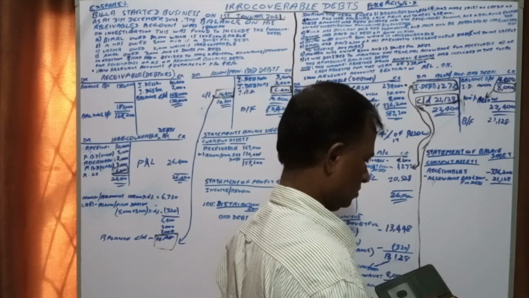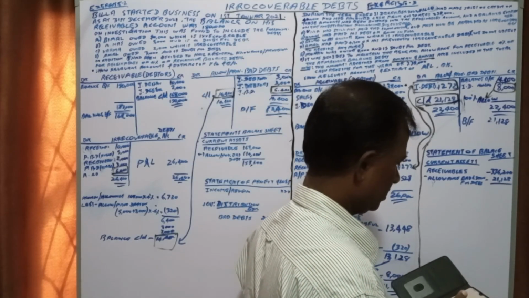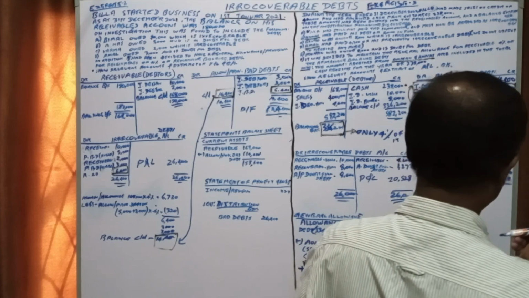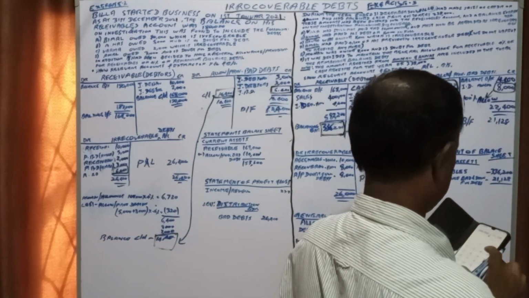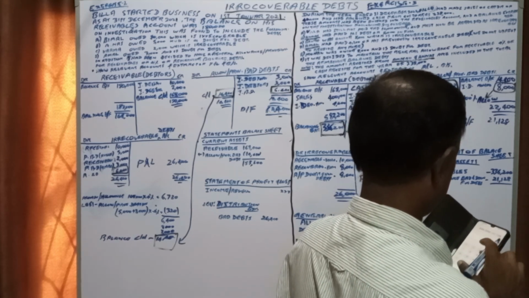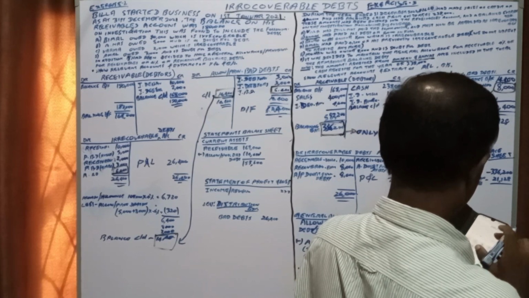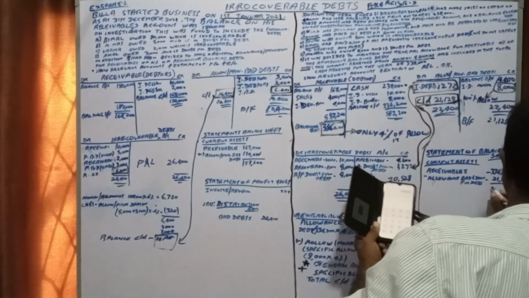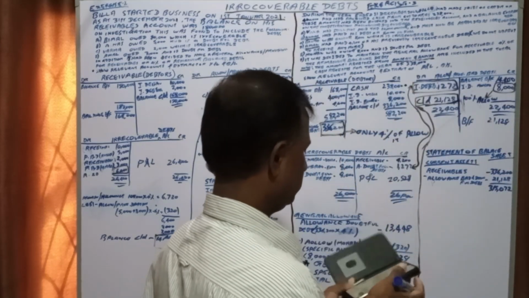Right? In that case, 336,200 minus 21,128, that means 315,072. This is the carried down balance we'll have to show.